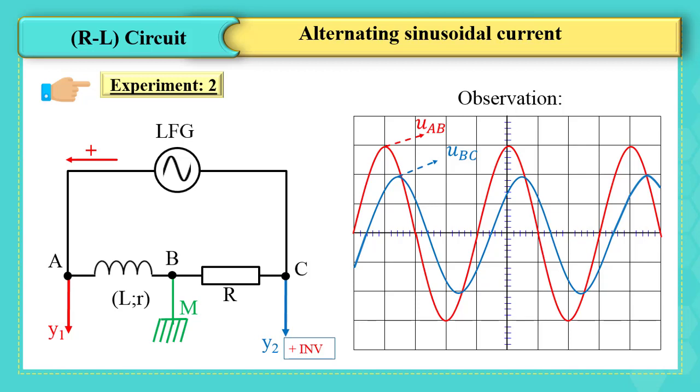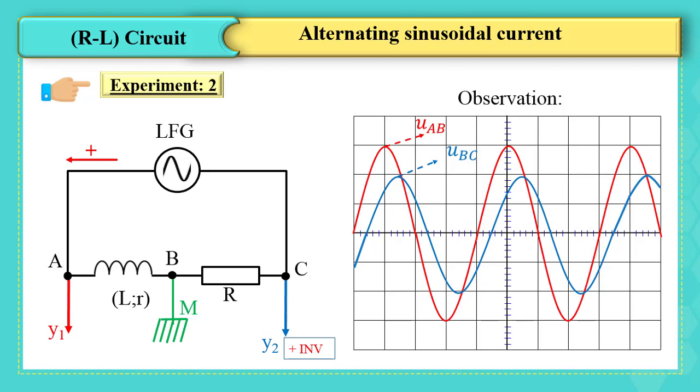So, channel 2 represents the voltage across the resistor, which represents the image of I, the current that traverses the electric circuit. According to the oscillograms, the two waveforms have the same frequency and same period. Thus, they have the same angular frequency, where UAB represents the red waveform and the blue waveform represents the voltage UBC. And according to the observation, the two waveforms are not in phase, and UAB reaches the maximum before UBC.